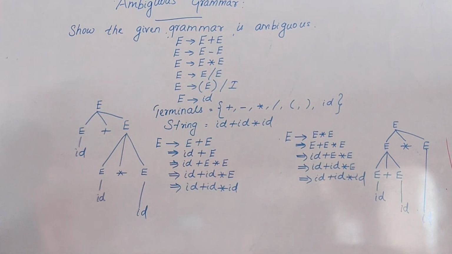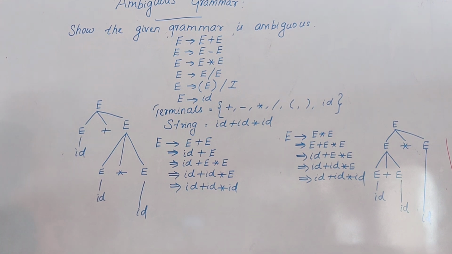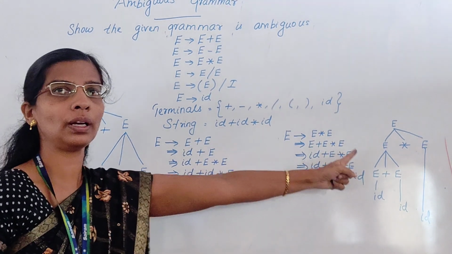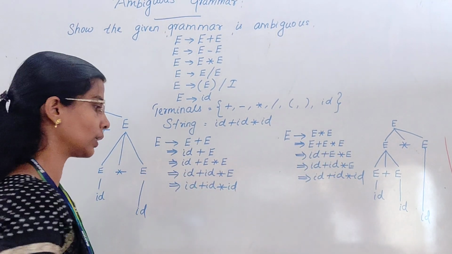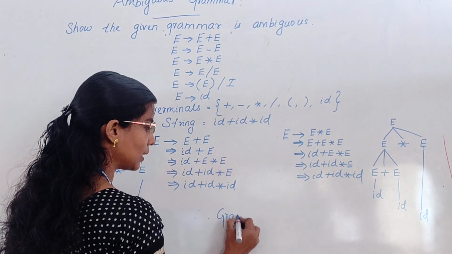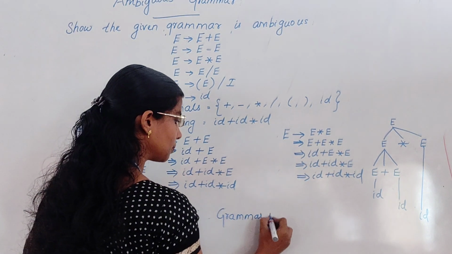Right? Now check both the parse trees. Both the parse trees are different. So for the single string, I could generate two different parse trees. Right? So you can conclude the grammar is ambiguous. Hence the grammar is ambiguous.